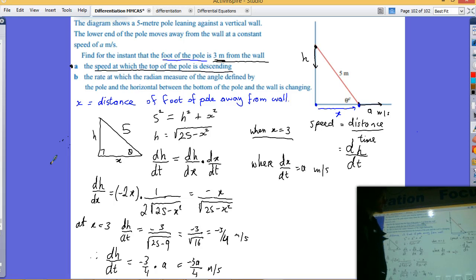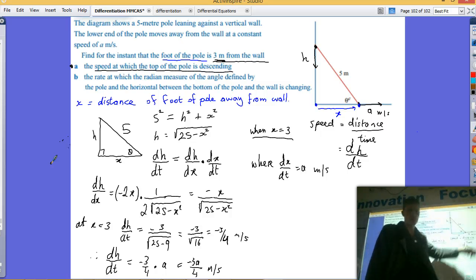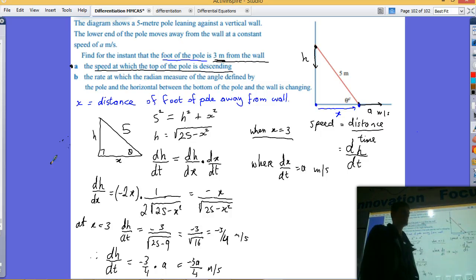So, essentially saying, if the foot of the ladder moves away from the wall at some given speed, then the top of the ladder is going to descend from the wall at 3/4 of this speed. Interesting. Okay?